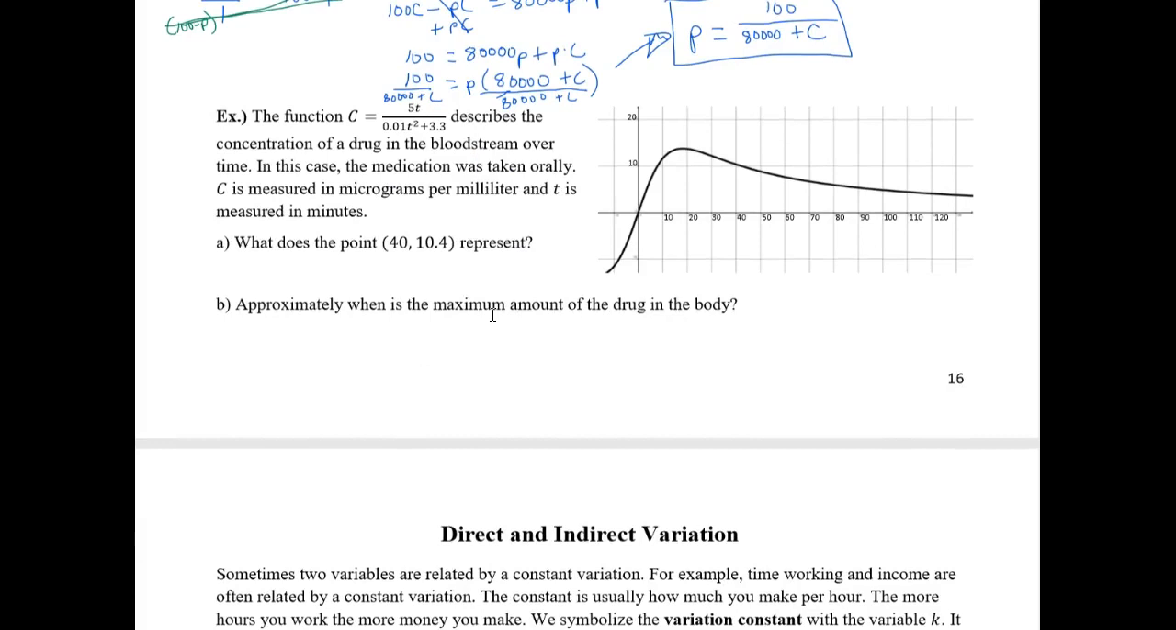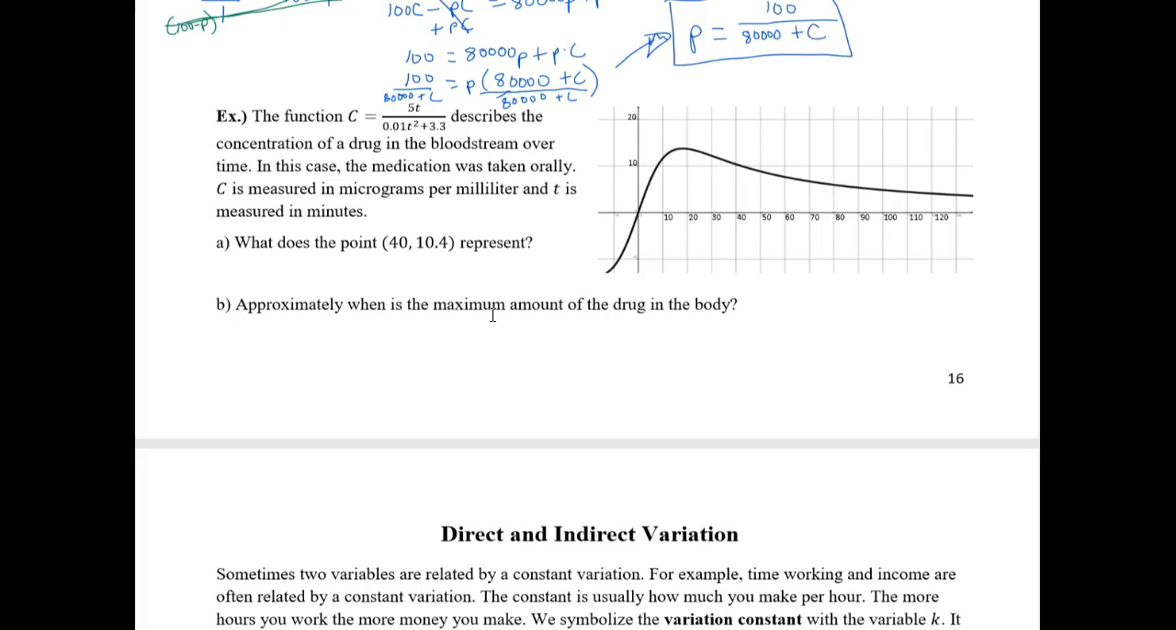Alright, the next example says the function C equals 5t divided by 0.01 t squared plus 3.3 describes the concentration of a drug in the bloodstream over time. In this case, the medication was taken orally. C is measured in micrograms per milliliter, and T is measured in minutes. We want to know, what does the point 40, 10.4 represent?